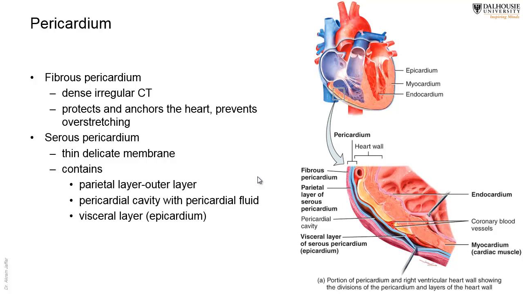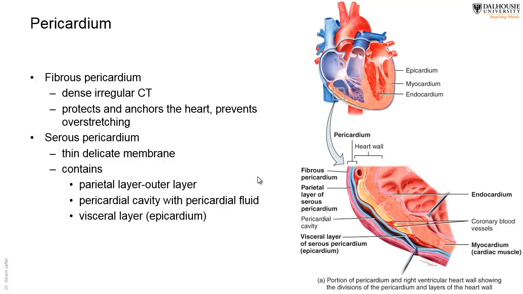Exactly the same here in the heart. There is a serous pericardium with a parietal layer and a visceral layer, and in between them there is a potential space, a very thin space that contains serous fluid, which we call pericardial fluid. And this reduces friction. The heart is always beating, so it reduces friction between the heart and the surrounding structure. And as I said, it's two layers: the parietal layer and the visceral layer of the serous pericardium.